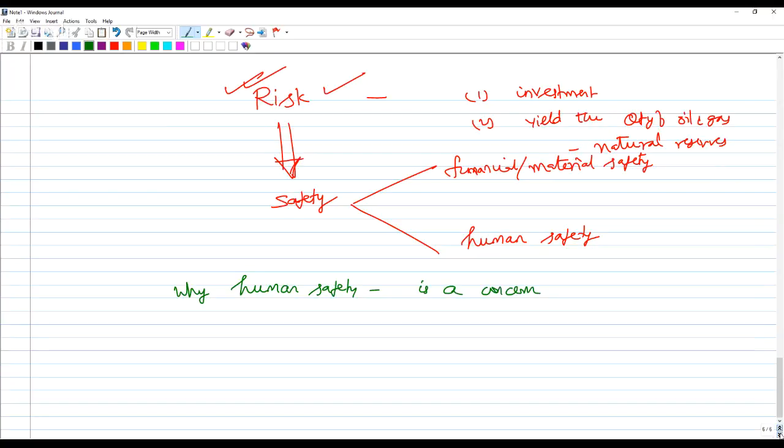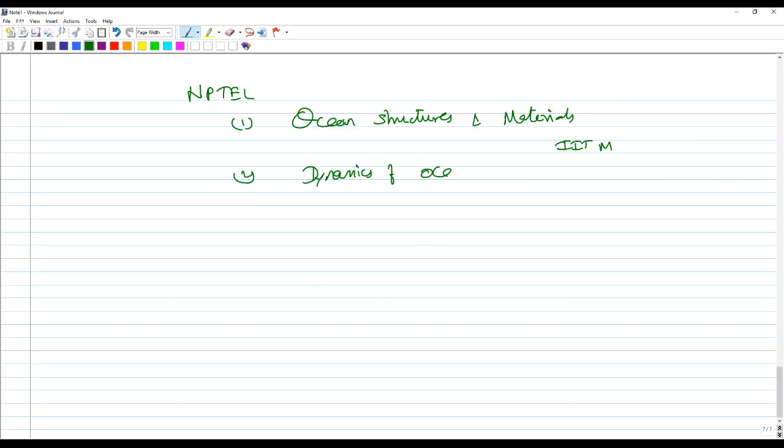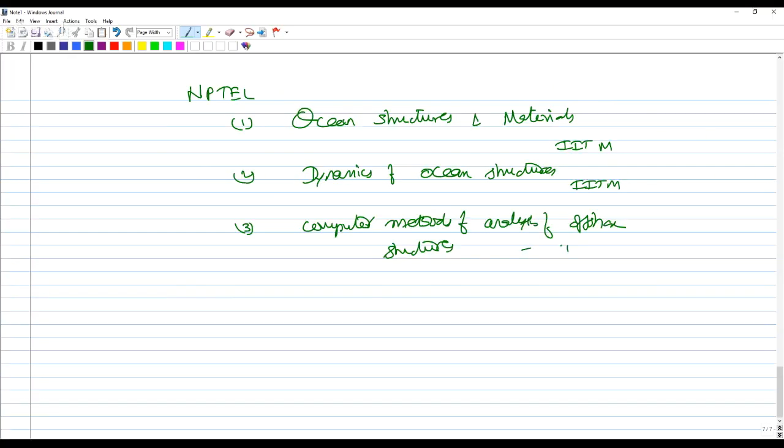Friends, there are many parallel courses offered in NPTEL at IIT Madras with this as a special focus. I can name a few of them which I want you to go through, which are freely available on the NPTEL website. One will be ocean structures and materials, offered again at IIT Madras. Another would be dynamics of offshore structures, offered again at IIT Madras. The third course could be computer methods of analysis of offshore structures, which is again offered at IIT Madras.